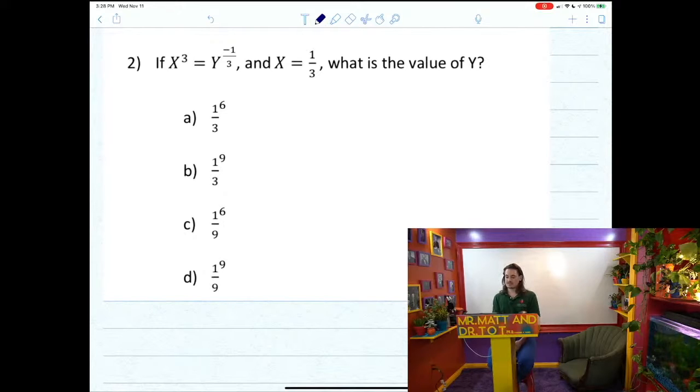Number 2 asks, if x to the 3rd power is equal to y to the -1/3 power, and x is equal to 1/3, what is the value of y? A is 1/3 to the +6th power, B is 1/3 to the +9th power, C is 1/9 to the +6th power, or D is 1/9 to the +9 power. I'll give you 3 minutes and then we'll go through the solution.